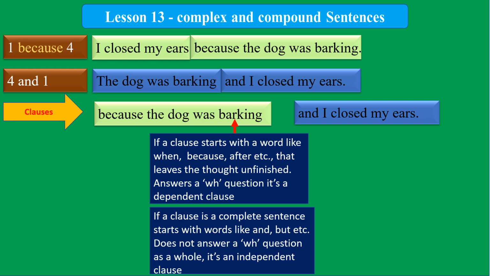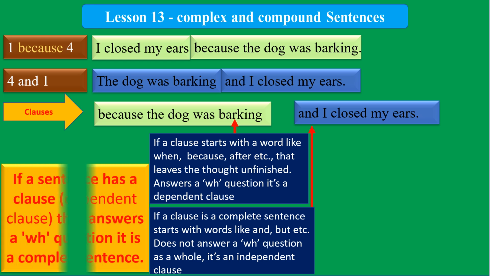If a clause is a complete sentence, starts with words like and, but, etc., does not answer a WH question as a whole, it is an independent clause. I closed my ears is an independent clause.